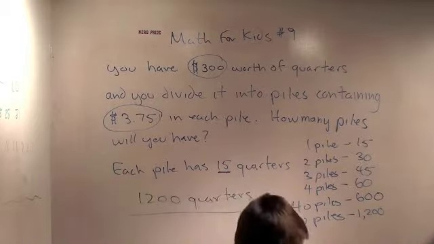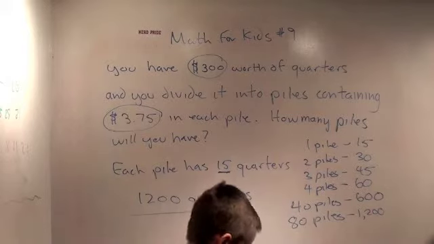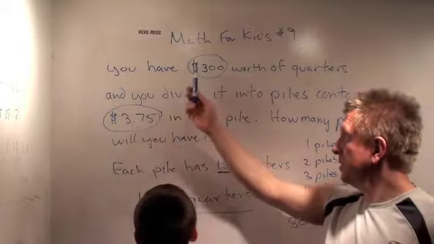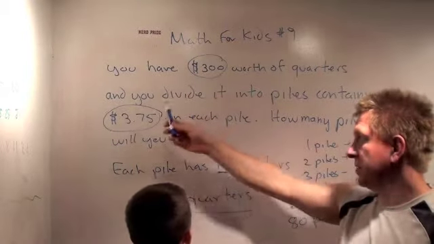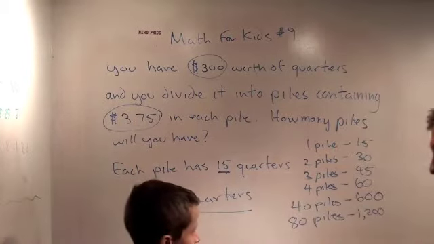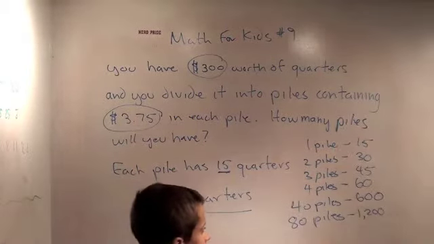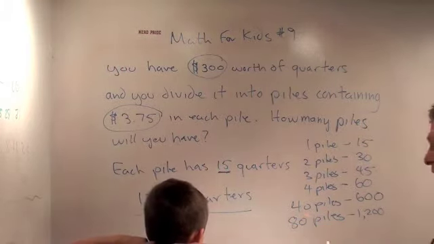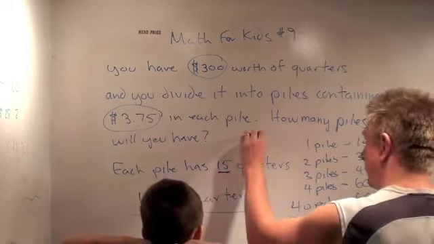Okay, so let's talk about a couple lessons here. When you have dollars and dollars, if you want to figure out how many piles there are, you could take $300 divided by $3.75. That would be 80. Or you can take 1,200 quarters divided by 15 quarters. That's also 80.